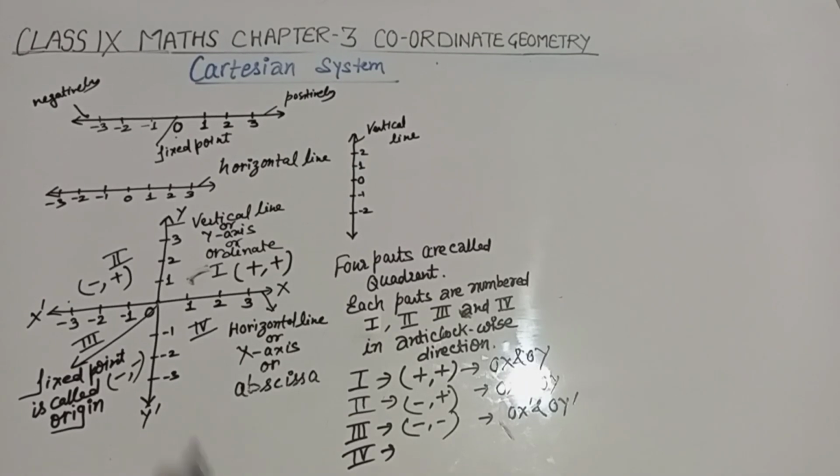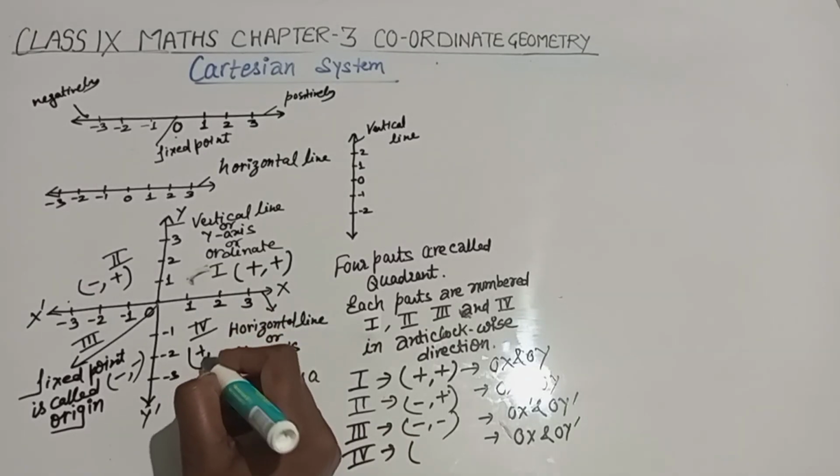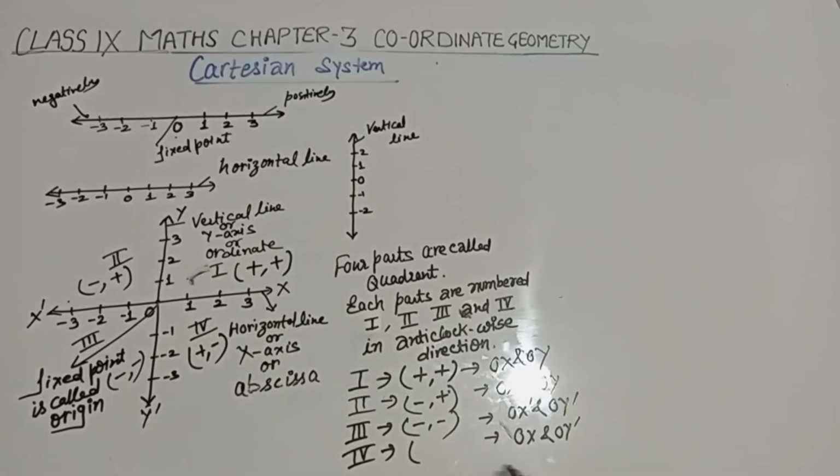The fourth quadrant is OX and OY dash. It means plus. OX is minus, it means plus and minus. Okay, this is the sign of each quadrant, and it goes anti-clockwise.